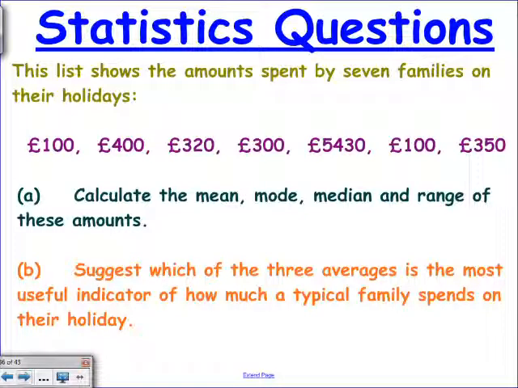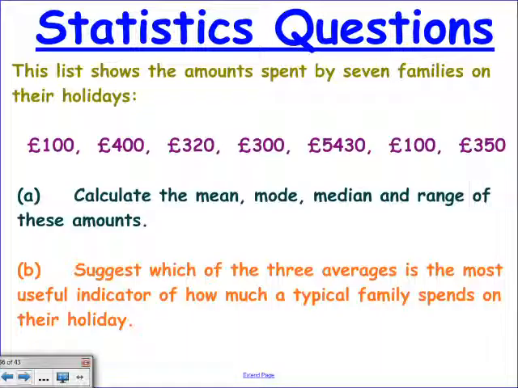So here's a question for you, your last question of the day. Here are a load of holidays. We've asked people how much they spend, 7 families, how much they spend when they go on holiday. Calculate the mean, median, mode and range of these amounts, and then your follow-on question is which is the best representation of that information. In other words, which average is the best average to use.